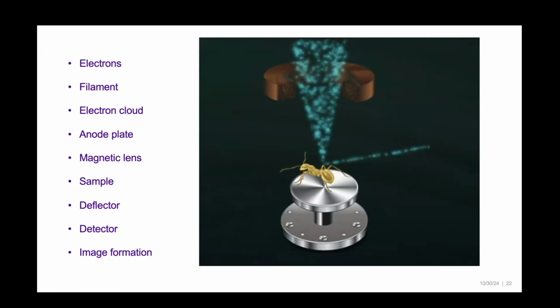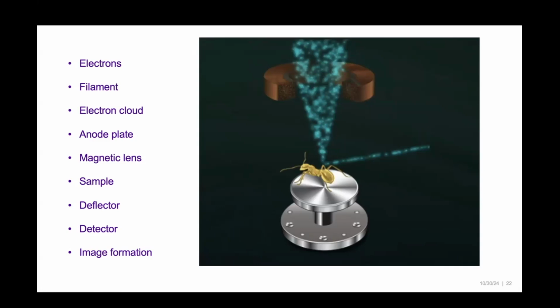Now, when it interacts with the sample, many phenomena can happen. The first is either the sample just burns because it's a really high energy, or your sample may produce some secondary electrons. It may get charged, or it can give some backscattered electrons. These secondary electrons are the most important ones, which can then be used.